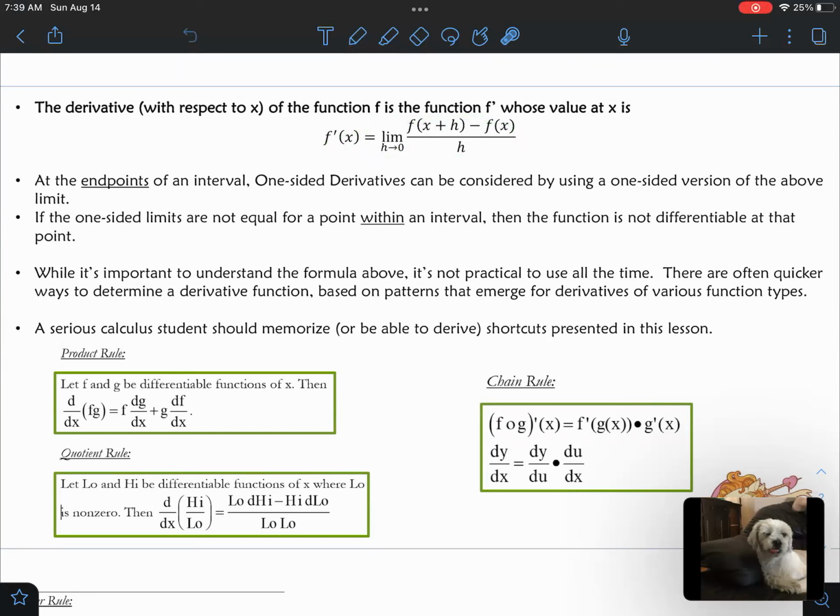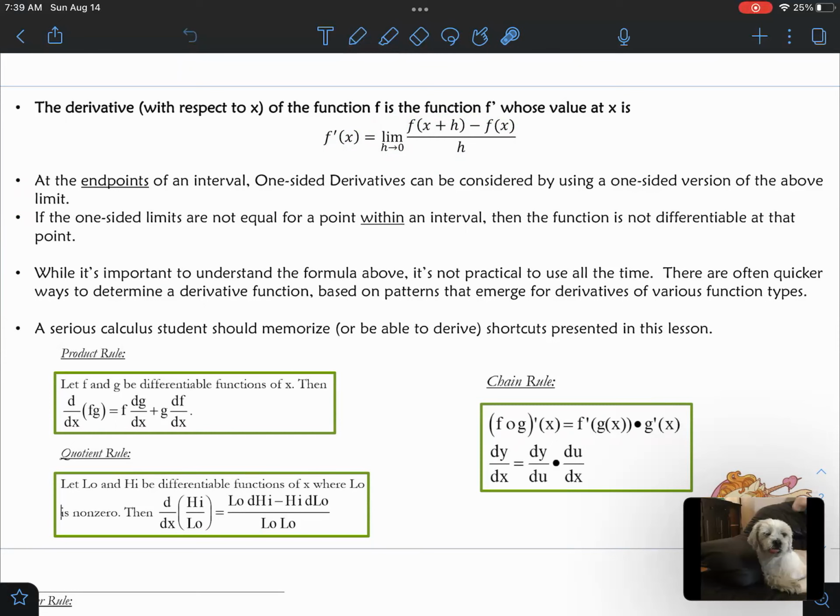it becomes cumbersome to try and use this every single time you want to find the derivative of a function. Luckily for us, we know that there are all sorts of shortcuts that can help us figure out derivatives very quickly. So most of this video is just going through some of those shortcuts. Real quickly, before I jump into that, just a couple quick reminders here.